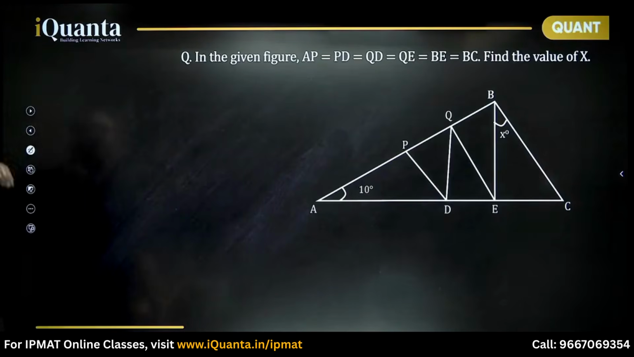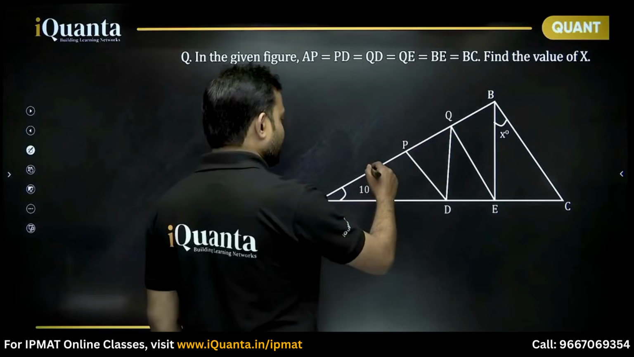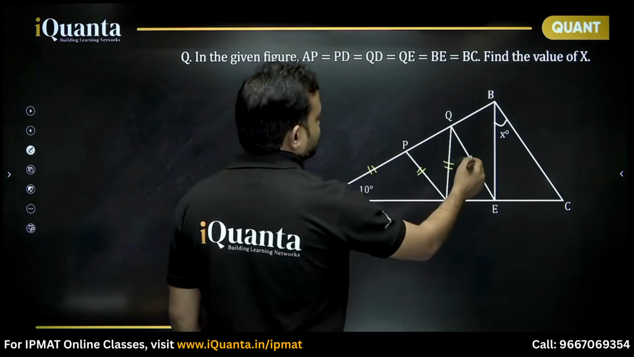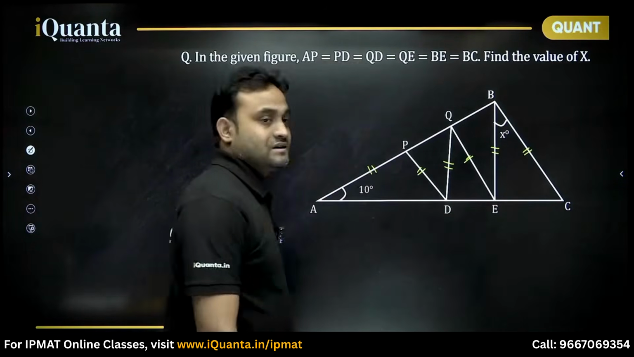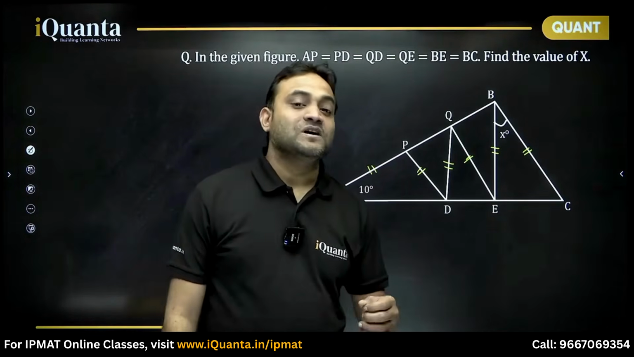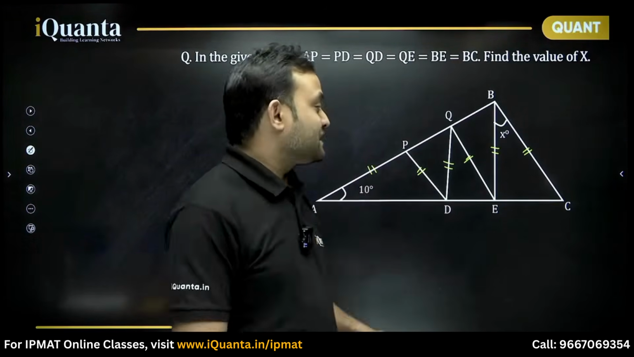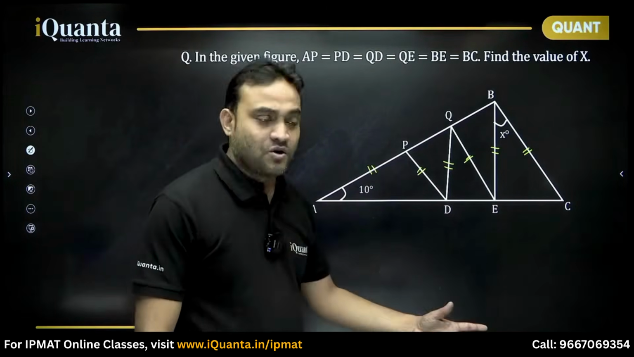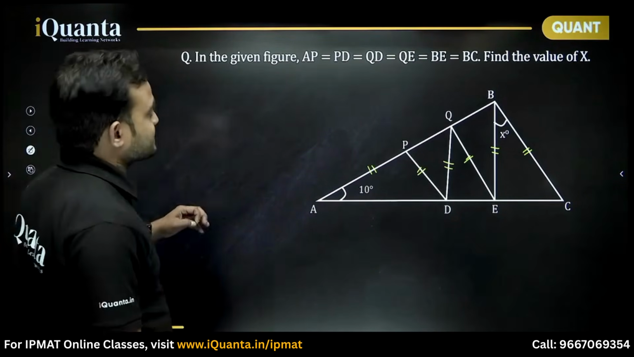Now, next question, it says in the given figure, AP is equal to PD, which is equal to QD, which is equal to QE, which is equal to BE, and BE is equal to BC. Find the value of x. It's a very interesting question. It's a replica of one very good question that came in CAT quite a while ago, but still it has its own charm. So you can try solving this question, okay? Then check the solution. Now, I am going forward and discussing this.